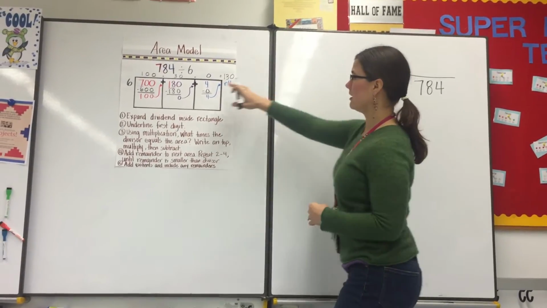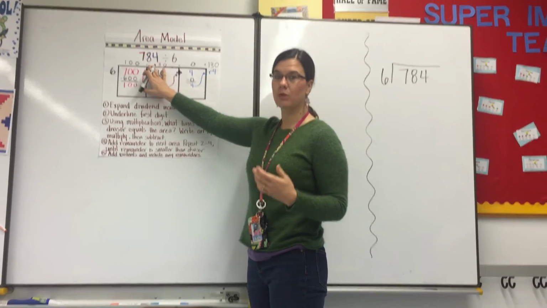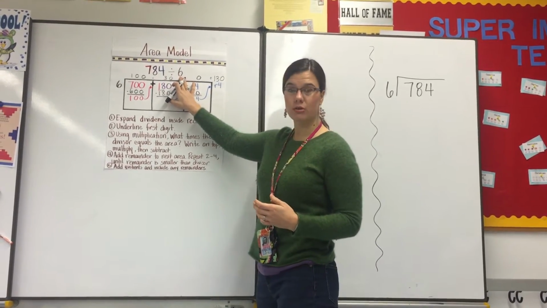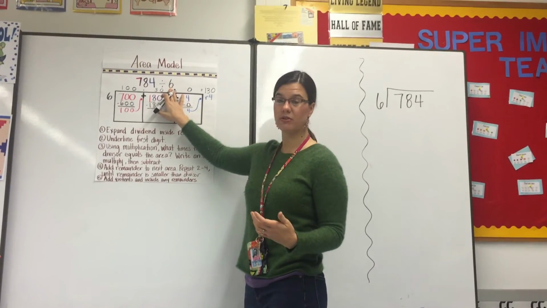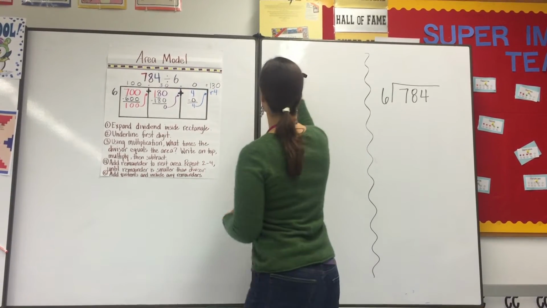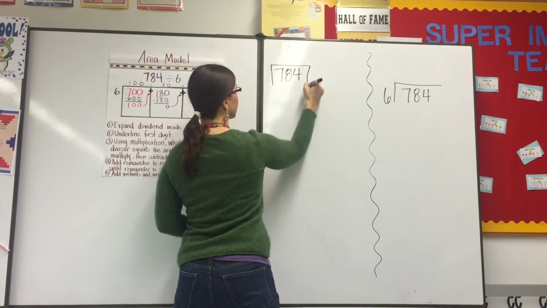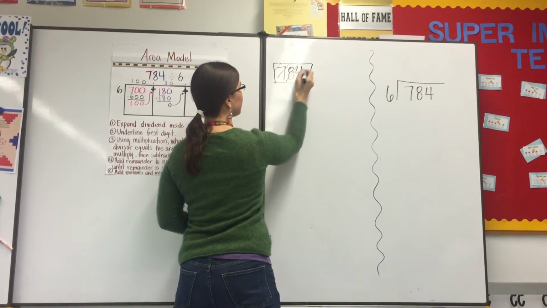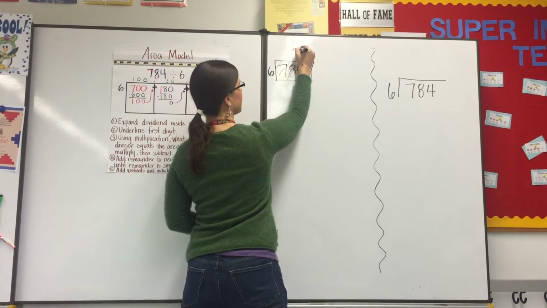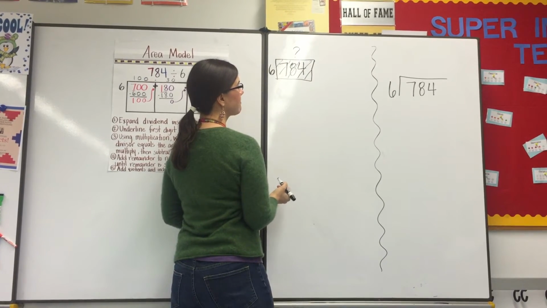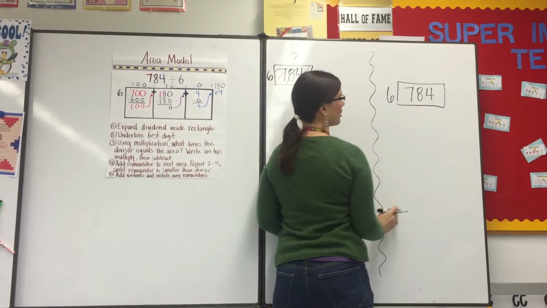So our problem is 784 divided by 6. Maybe we have 784 pencils and we want to put them in groups of 6 to distribute to students. How many students can get a group of 6 pencils? So using the area model, we say 784 is the total area of this rectangle. And we know that 6 is one of the factors, and we're looking for the other factor. So in the standard algorithm, you can see that it's kind of similar.